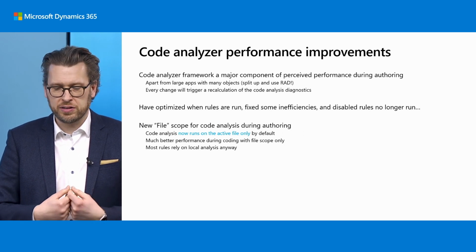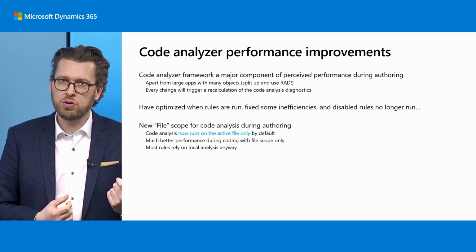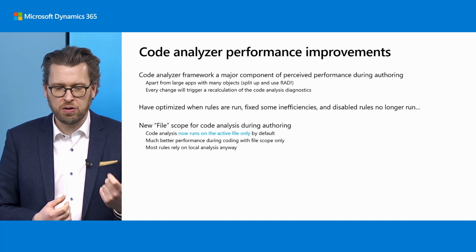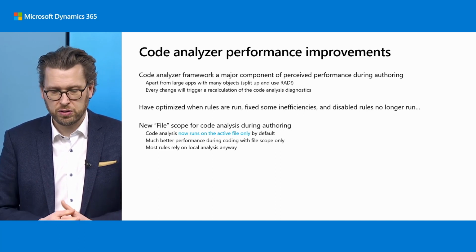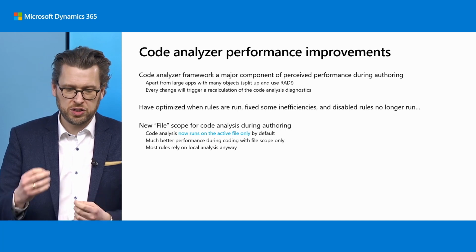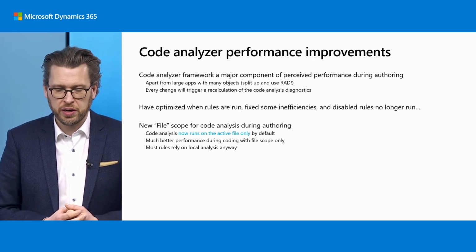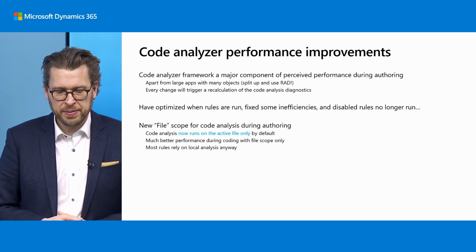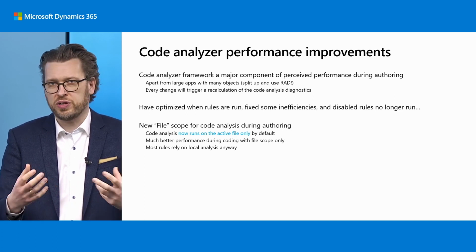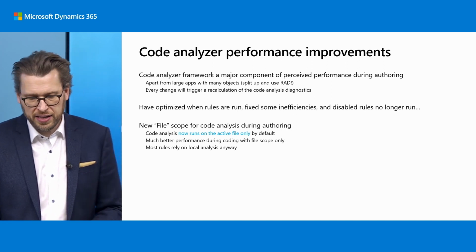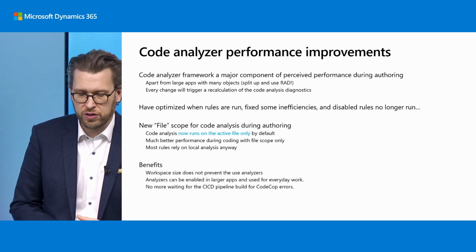This is actually now the default. So code analysis rules now only run on the active file by default. That gives a much better performance during coding with this file scope only. And since most of the rules rely on local analysis anyway, and that's what you're typically interested in when you're authoring, that's not really a big trade-off to make.